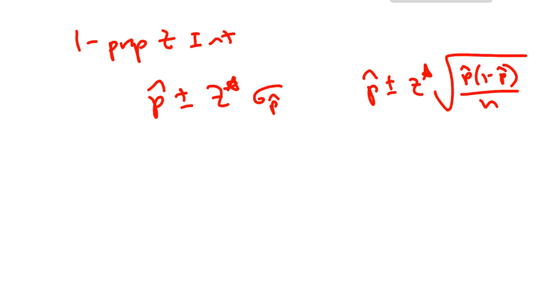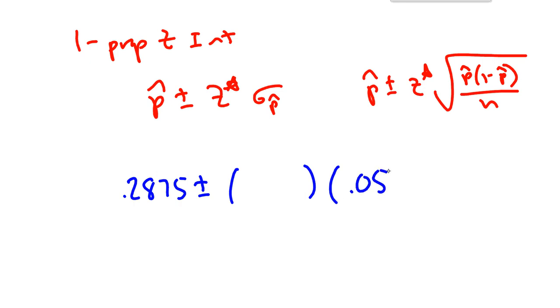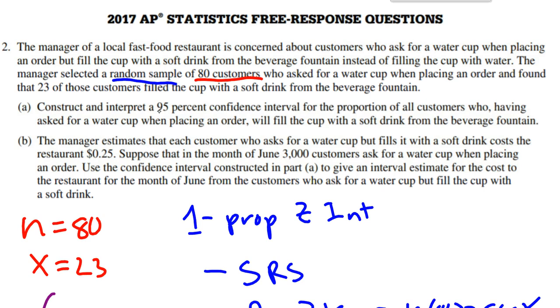All right, so p hat in this case was 0.2875 plus or minus, we'll leave z star blank for a minute, and we calculated our standard deviation to be 0.051. All right, so just in case you forgot, this problem wanted a 95% confidence interval.